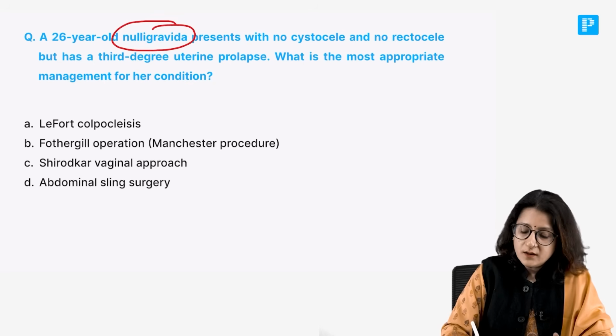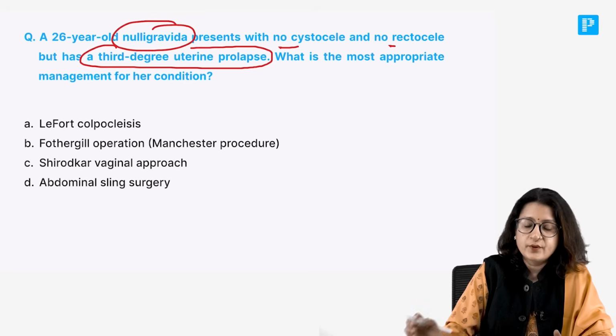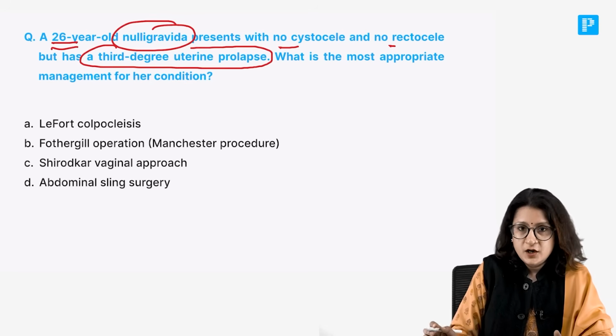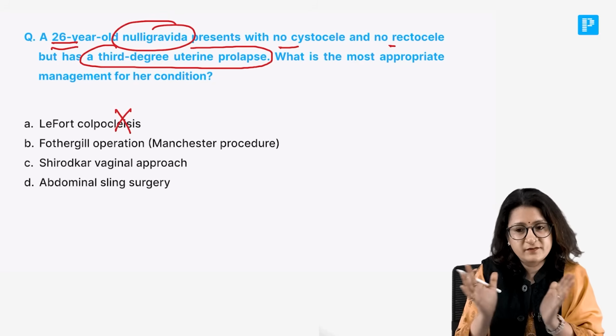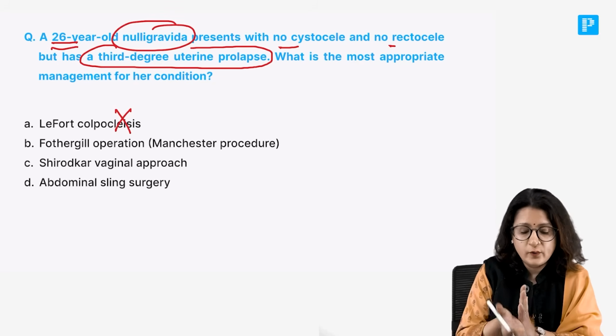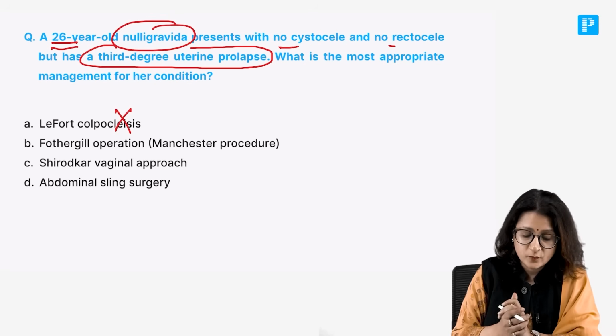Okay, no cystocele, no rectocele, the only issue is third degree uterine prolapse. What is the most appropriate management for her condition? So obviously we can't close off her vagina. Le Fort colpocleisis, where the vagina is closed, the anterior and posterior vaginal walls are closed, is not going to be okay for this age group and this nulligravida or nulliparous woman.